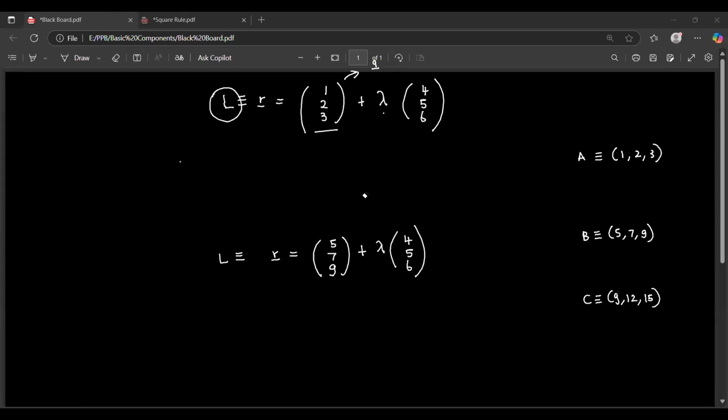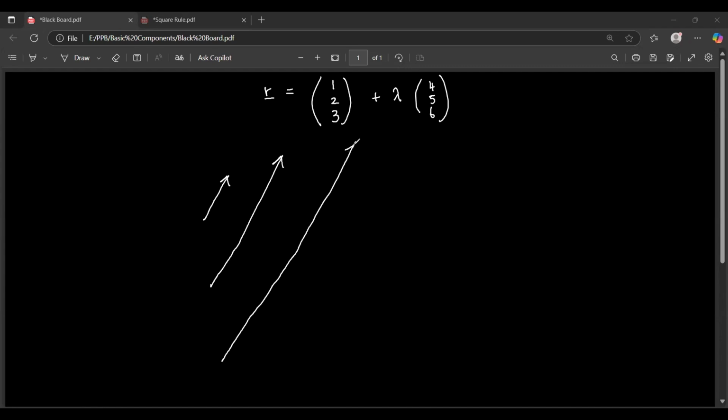Okay. So the same line L can have different equations. It can also have another equation: r is equal to (9, 12, 15) plus lambda into (4, 5, 6). This is also possible. So this is how you can change the position vectors. Okay, what about direction vectors?